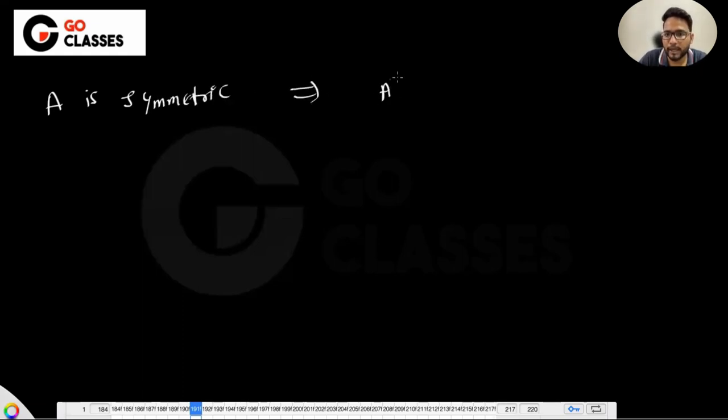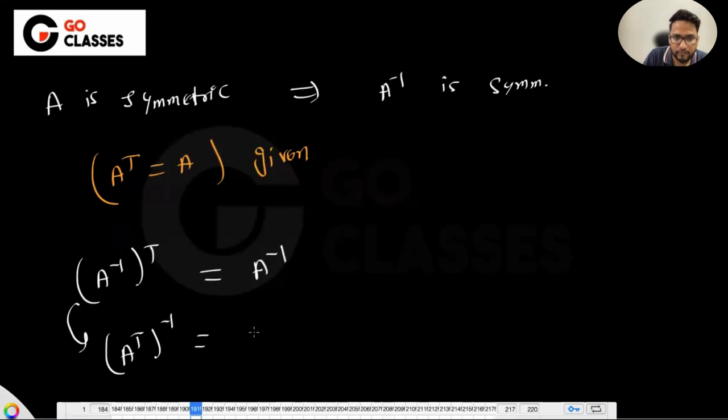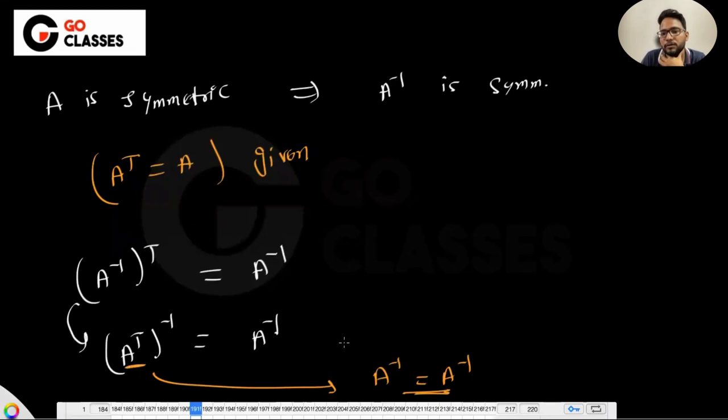And I want to prove A inverse is symmetric. So A transpose equals A is given to me. I will take this as a given thing. Now to prove that A inverse is symmetric, I need to do this and then I can just rewrite it like this. And since A transpose is just A, because it is given to me, A inverse is just A. So you can say that yes, if A is symmetric, then A inverse is symmetric.